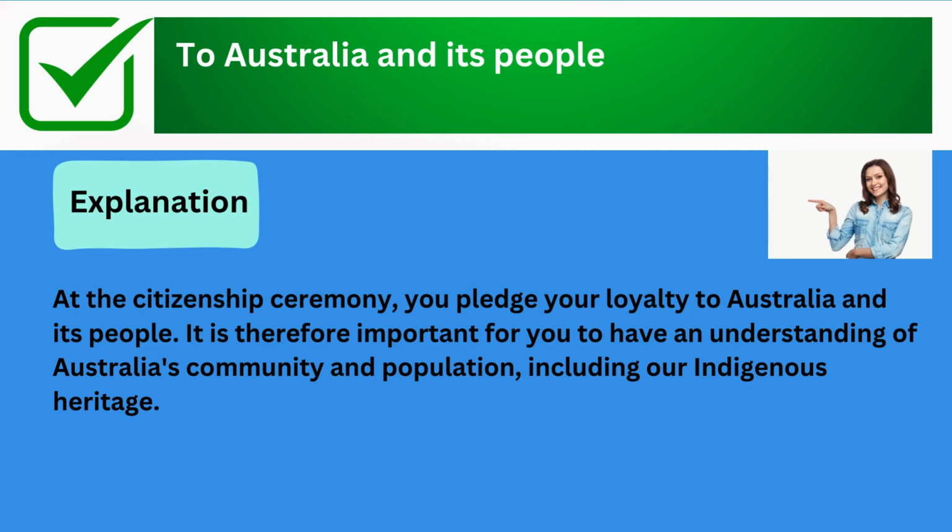The correct answer is to Australia and its people. Explanation: at the citizenship ceremony, you pledge your loyalty to Australia and its people. It is therefore important for you to have an understanding of Australia's community and population, including our Indigenous heritage.